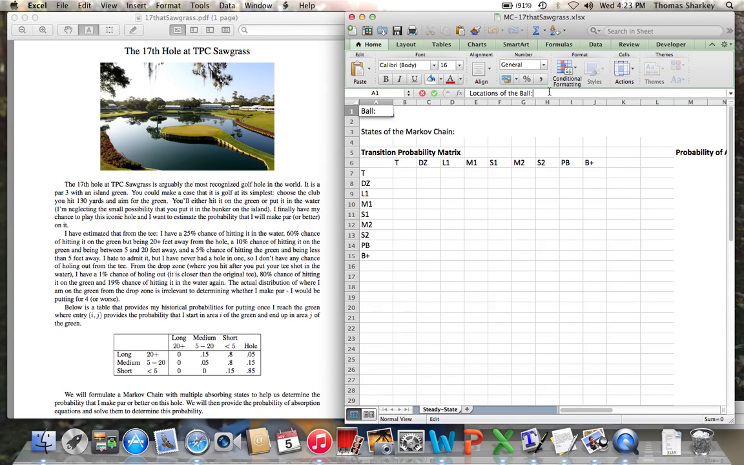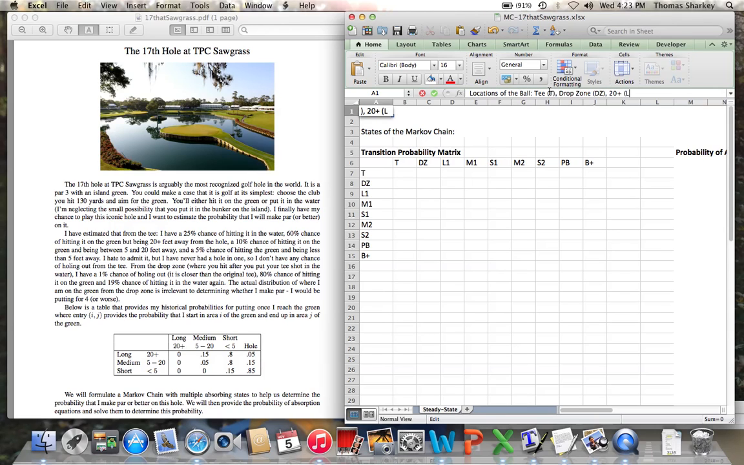So in terms of locations of the ball, we can be on the tee, and we're going to shorthand that with capital T. The ball can end up in the drop zone, or a new ball would end up in the drop zone. We hit our ball into the water and then we go to the drop zone. We can then also be on the green and be 20 plus feet away from the hole.